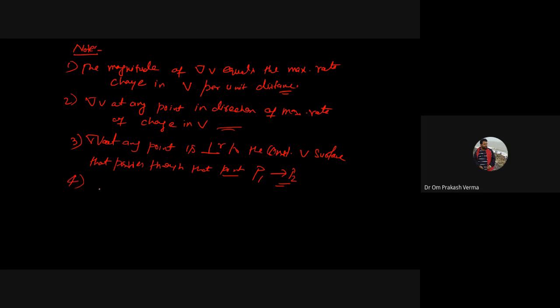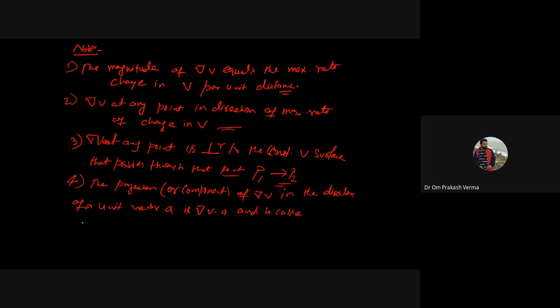Fourth point is also very important: the projection, or you can say the component, of del v, that is the gradient of v, in the direction of a unit vector a is nothing but del v dot a, and it is called the directional derivative of v along a. Remember, right?